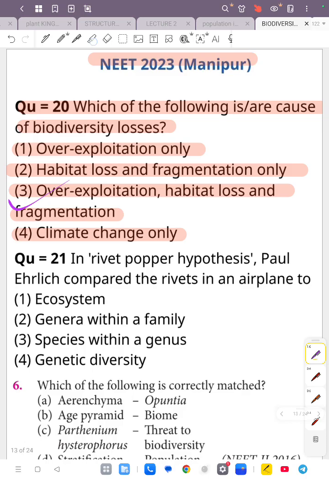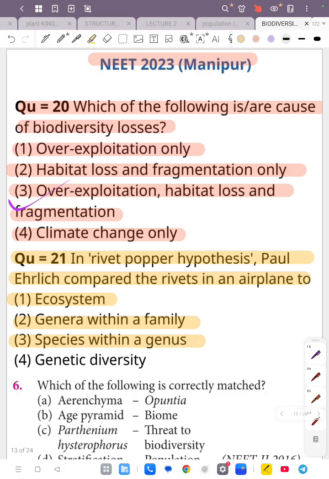All right, moving on to the next question. Question number 21 says, in the rivet popper hypothesis, Paul Ehrlich compared the rivets in an airplane to what? Option one, ecosystem. Option two, genera within a family. Option three, species within a genus. Or option four, genetic diversity.